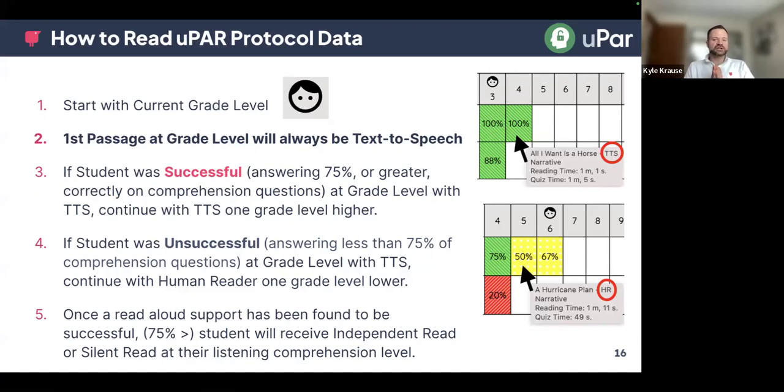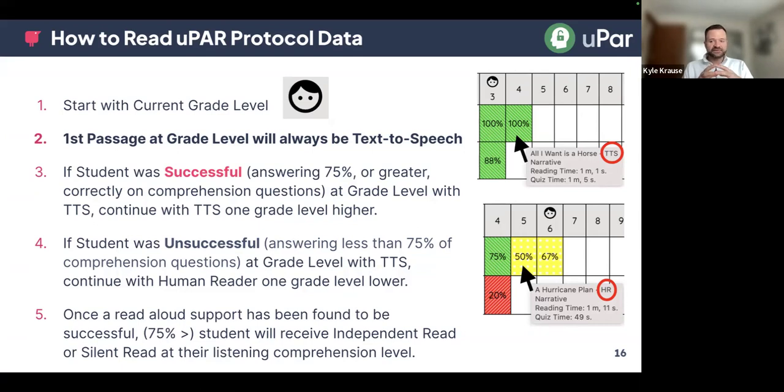So that first passage will be at grade level and will always be text to speech. Depending on how that student does, either number 3 or 4 would be true about the way that uPar would operate next. If that student was successful at that first grade level passage, as in the first example, then we will continue one grade level higher and continue with text to speech at that next level. So that's that first graphic up there, a third grade student who scored 100% at the third grade level with text to speech. And so there we went up to the fourth grade level.